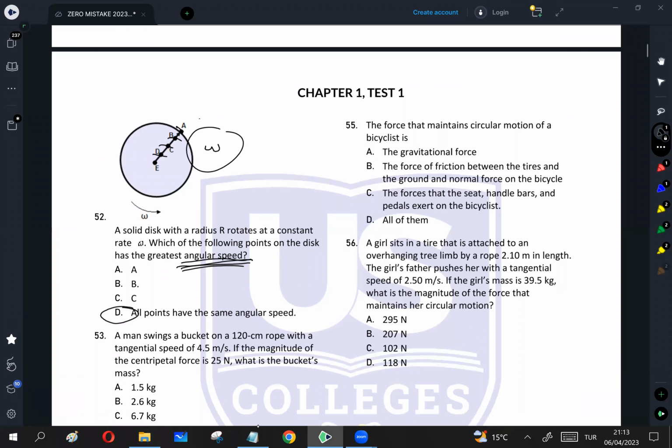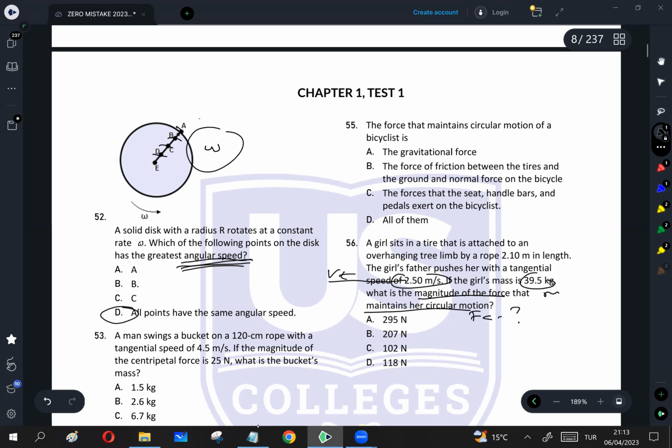A girl sits in a tire that is attached to an overhanging tree branch by a rope of 2.1 meters in length. The girl's father pushes her with tangential speed Vt, and the girl's mass is 39.5. What is the magnitude of the force that maintains her circular motion? Centripetal force is the question. Centripetal force equation: m v squared over r. The length of the rope is going to be the radius of the circle, because the swing moves like this, so that's why length is equal to R. M is given 39.5, Vt is given 2.5, squared, divided by the radius, which is the length of the rope.